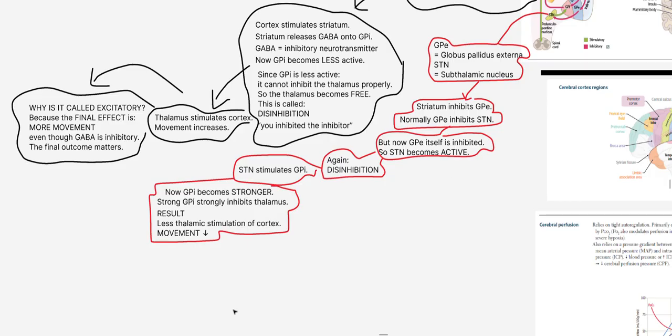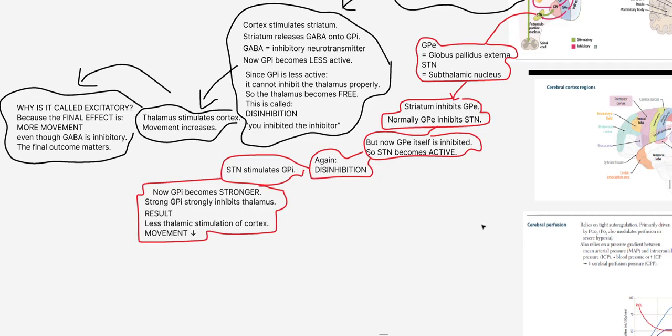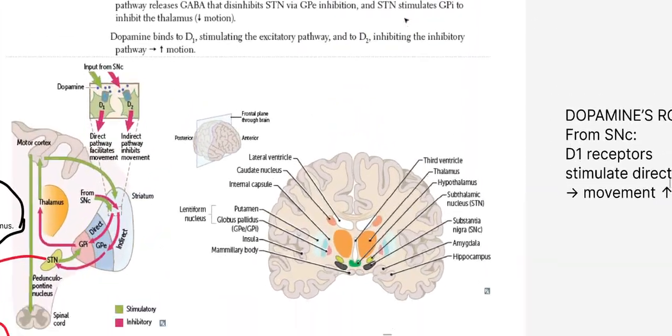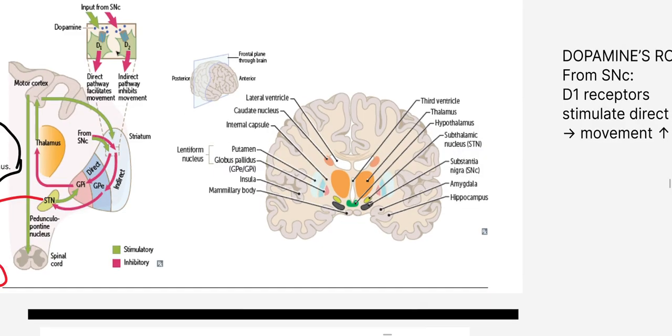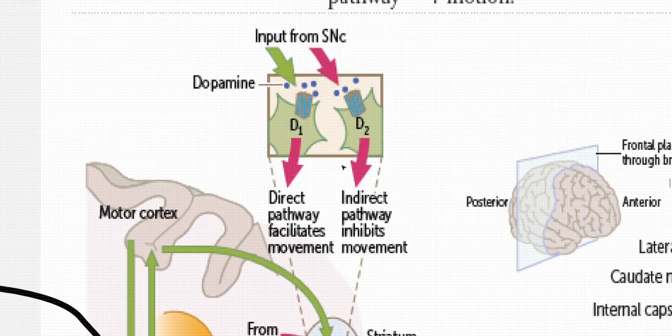Now, there's an effect of the dopamine here. What is the dopamine's effect? The dopamine is produced by the substantia nigra pars compacta. I'll show it to you here. Look at this. This is the substantia nigra pars compacta. So this dopamine increases movement by doing two things. There are D1 receptors and there are D2 receptors. Can you see this? Input from substantia nigra compacta. There are D1 receptors and D2 receptors.